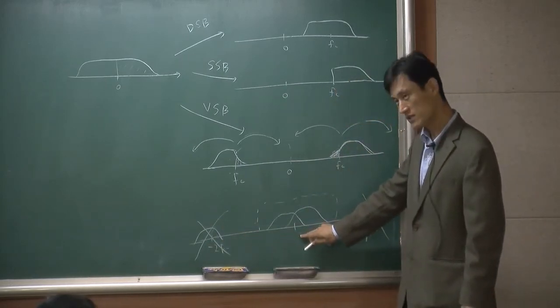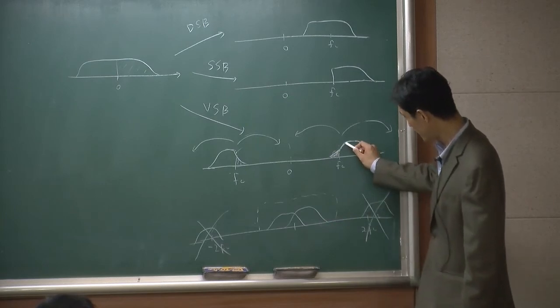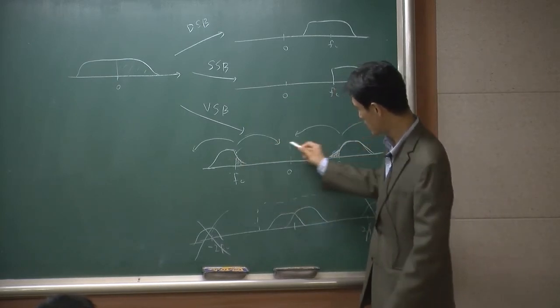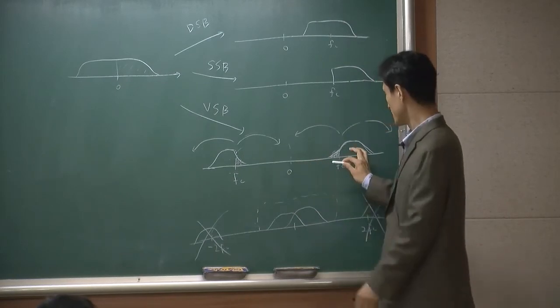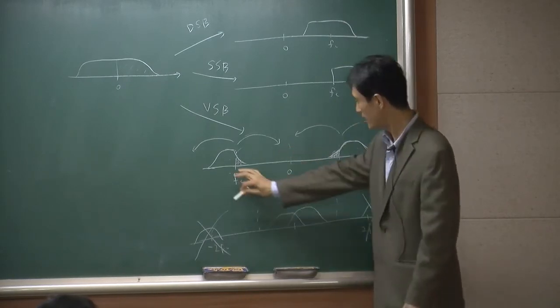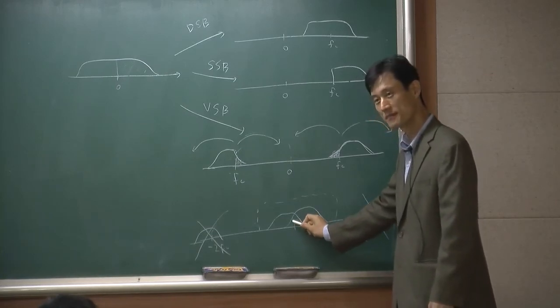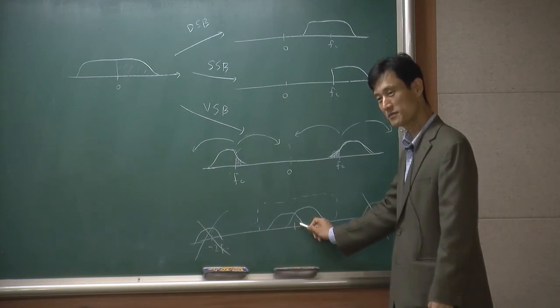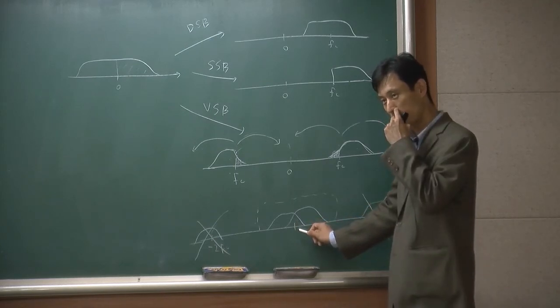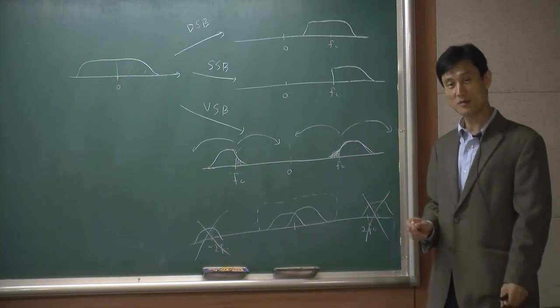But let's look at this one. Since we have a little bit of spectrum here and also a little bit of spectrum here, when you multiply by the cosine carrier, this one moves to the left and that one moves to the right. Now we have an overlap, right? Is that a problem or not? This kind of overlap is actually a problem, right?